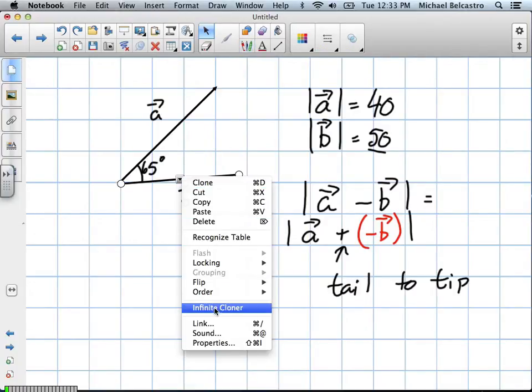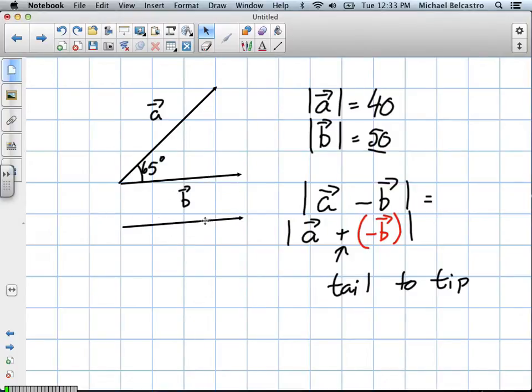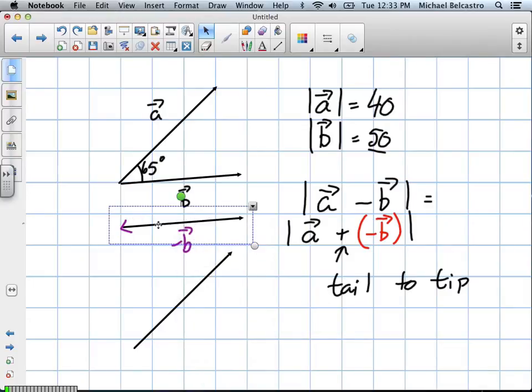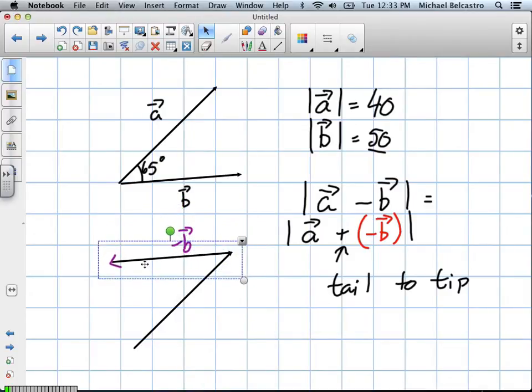So if we take this vector here, make it an infinite cloner, we're just going to move it. It actually changes directions. Can I flip this? I don't think I can. I'll just put an arrow at the end. So instead of going this direction, which we had before, our negative B is just going to head in the other direction, okay? So now we're going to take this A value, and I'm just going to put those together. And I take my negative B, and I put its tail to the tip of the other one. So now it's going in a different direction than it had before.